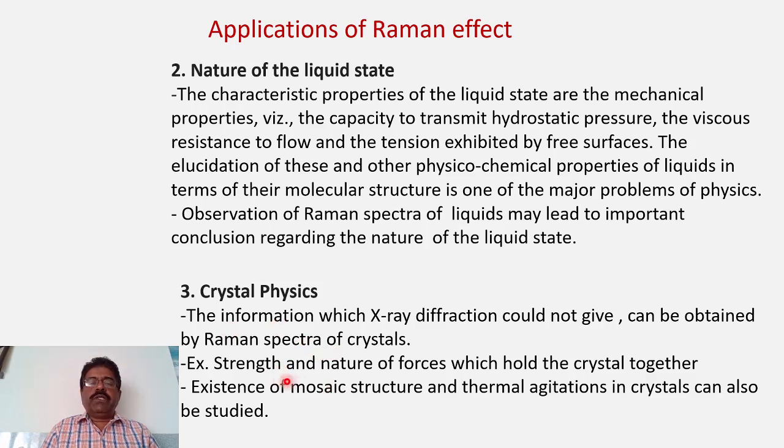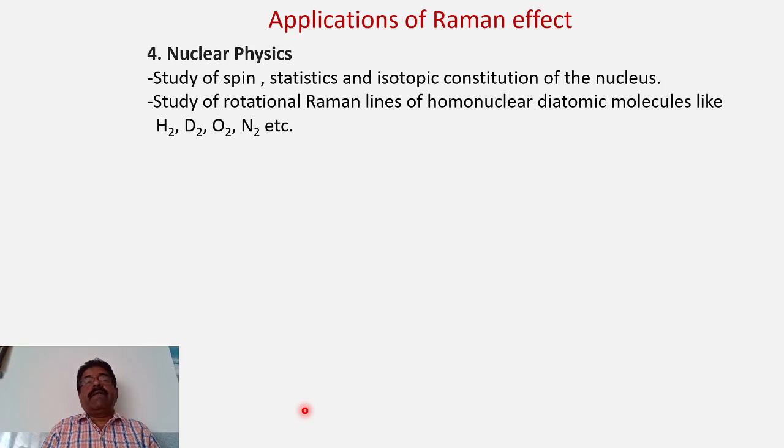So what is such information? For example, the strength and nature of forces which hold the crystal together can be understood by Raman spectra and not by X-ray diffraction spectra. Then the existence of mosaic structure and thermal agitation in crystals can also be studied from the information we retrieve from the Raman spectra. Then there are some applications in nuclear physics also. The study of spin, statistics, and isotopic constitution of the nucleus can be done by the Raman spectra.